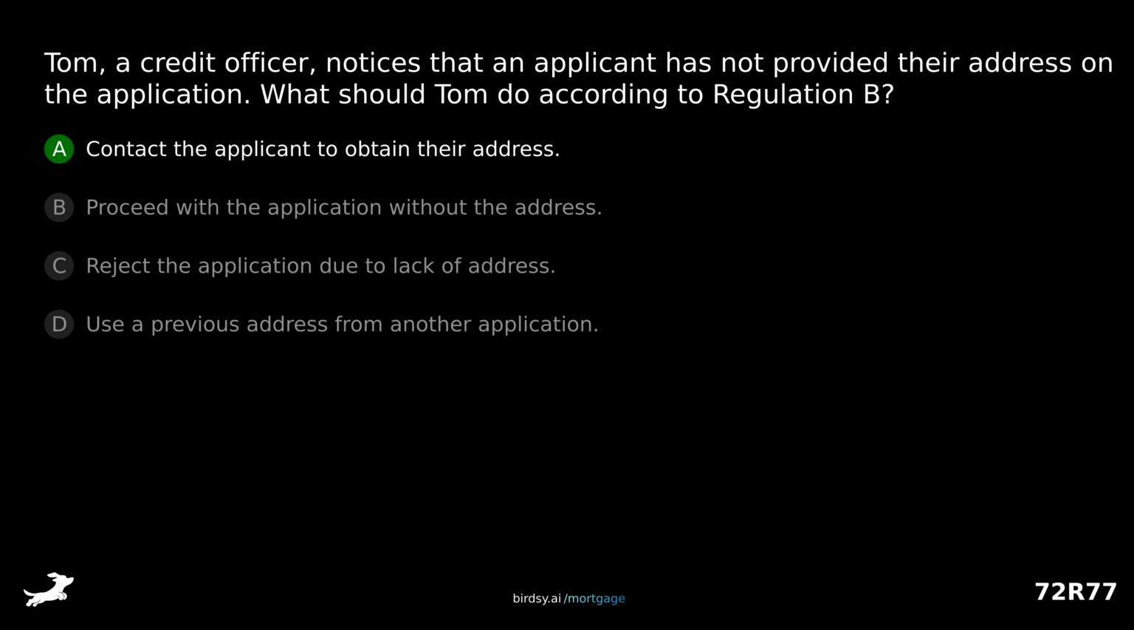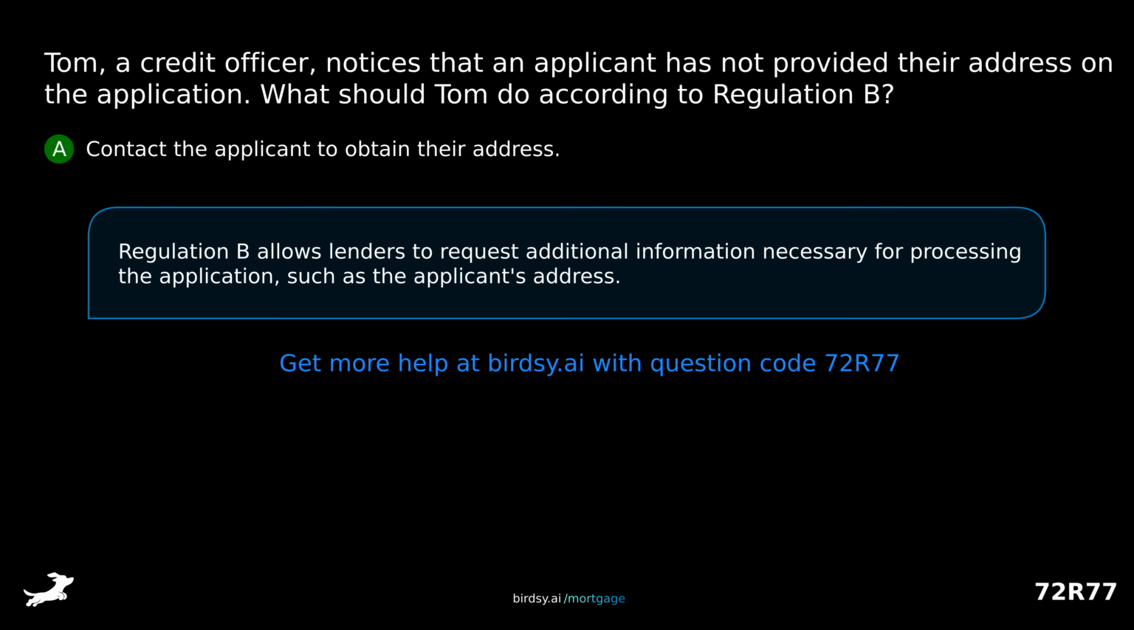The answer is A, contact the applicant to obtain their address. Regulation B allows lenders to request additional information necessary for processing the application, such as the applicant's address.